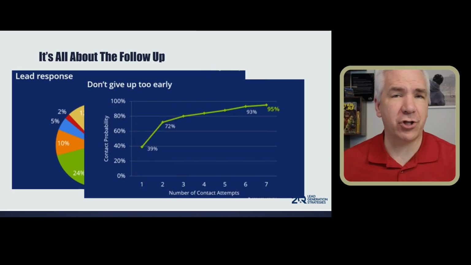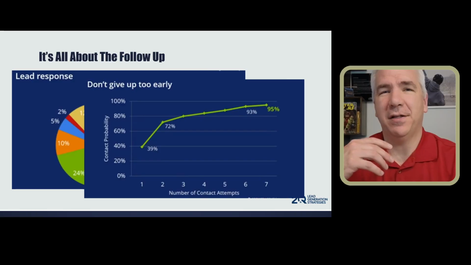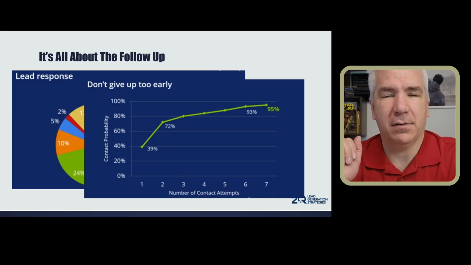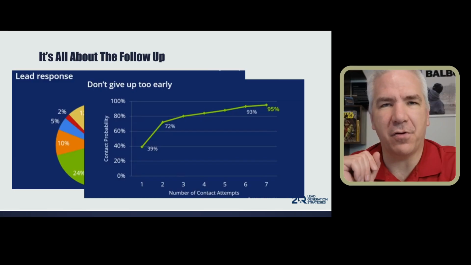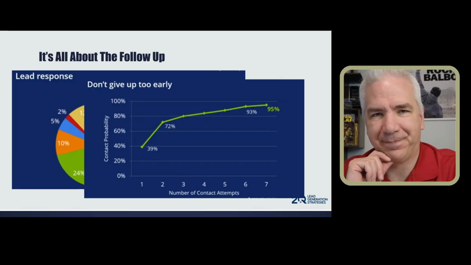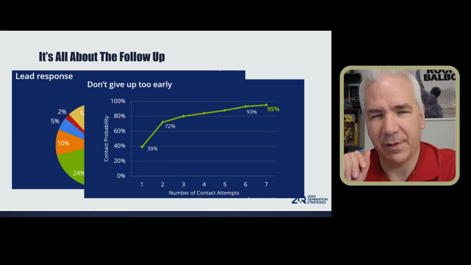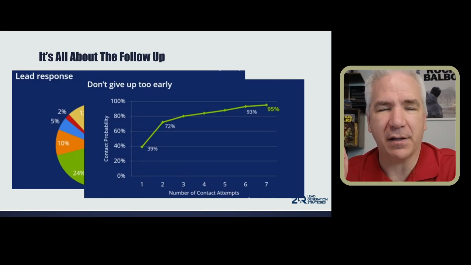This is not measuring conversion. It's not measuring how many leads are turning into transactions. This is just measuring your likelihood of making contact. That's it, right? You'll notice if I attempt once, I have a 39% chance of reaching them. If I attempt a second time, it almost doubles to 72%. And by the time I've tried 7 times, 95% likelihood of reaching.